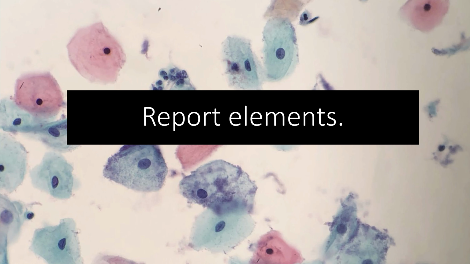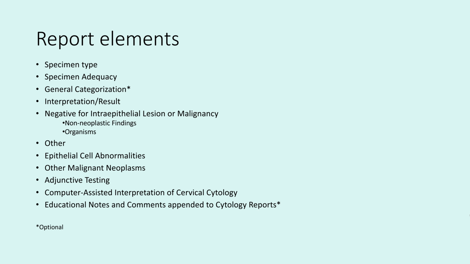So each report has a set list of elements, some of which are required. The elements marked with the asterisk are optional. All the rest have to be included in every pap smear. The specimen type, you indicate conventional versus liquid-based versus other. For adequacy, which we'll talk about in detail, you have to tell the clinicians, was it satisfactory or unsatisfactory? And if it's unsatisfactory, you have to tell them why. The general categorization is optional. The broad category you can note is negative or other or epithelial cell abnormality.